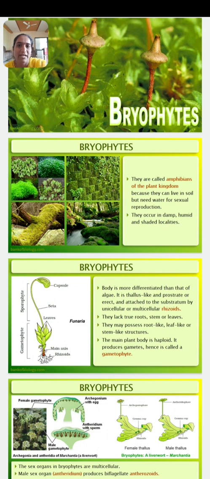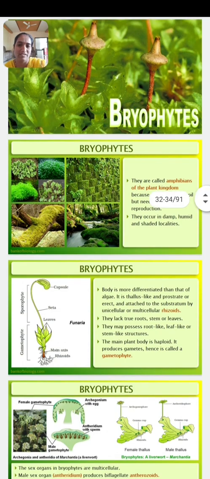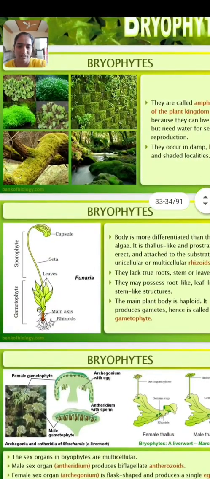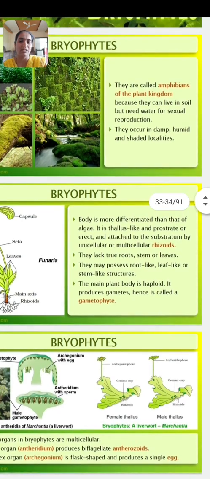Then look at the plant body of the bryophytes. In the previous group, Thallophyta, we have learned that the plant body is thalloid in nature, meaning it is not differentiated into root, stem and leaves. But in bryophytes they are somewhat differentiated into certain parts, like root-like parts which are known as rhizoids. Here we have to look at the body characters of the bryophytes.